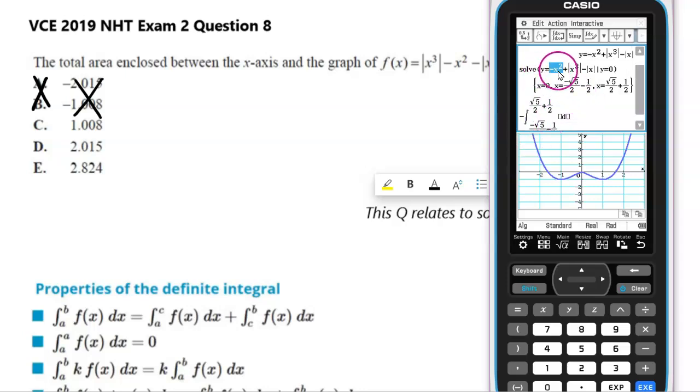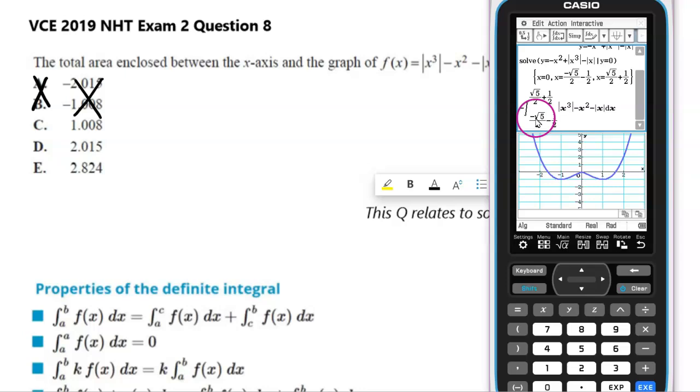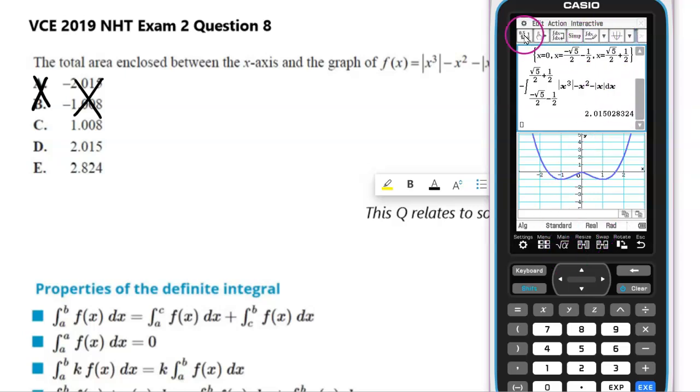Let's grab our function. Oh, I don't like how they've written it there. I don't know why, it just bothers me. So we'll drag that and dx. Okay, so let's double check. We've got a negative sign because it's all underneath the x-axis. We've gone from this root to this root. And of course, you could change that to decimal, or you could just go here. And that gives us our answer of D.